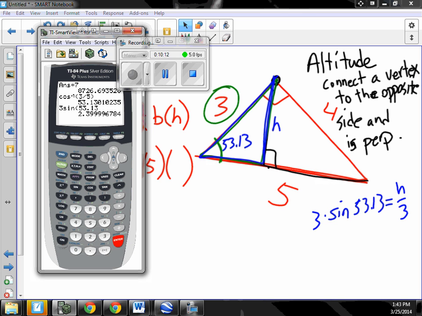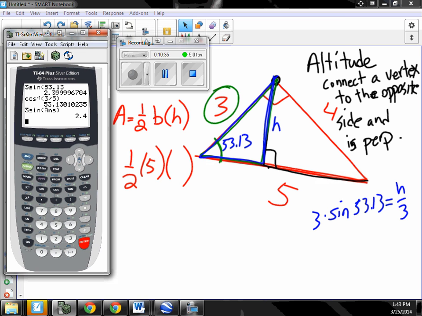What is that really going to be? The calculator's kind of, oh, well, let me do it this way. Then I won't have that problem. Enter. So 3 sine of the answer. This will be better. Okay, is that what you got? So that's h. Now we can plug h into our area formula. 0.5 times 5 times 2.4. And I got the same 6 that I had previously.